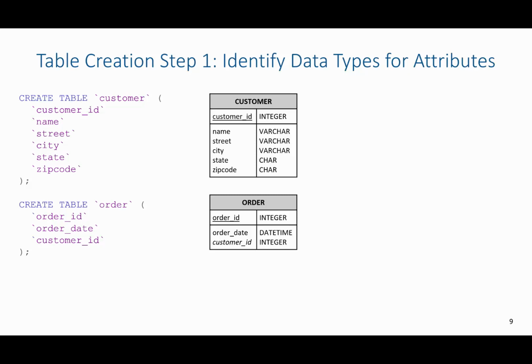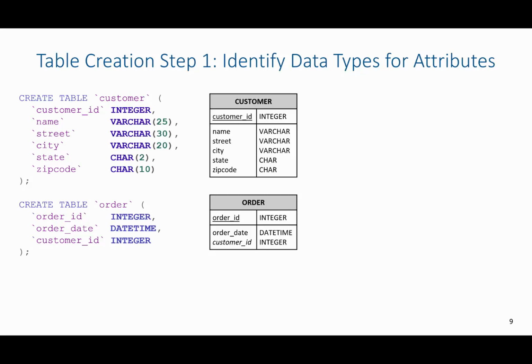From our relational model, we see the data types on the right, and so we're going to use those on the left. So we're going to say integer, and then for varchar, we need to specify the number of characters, same with char. Datetime for order date, and that's how we specify the data types.